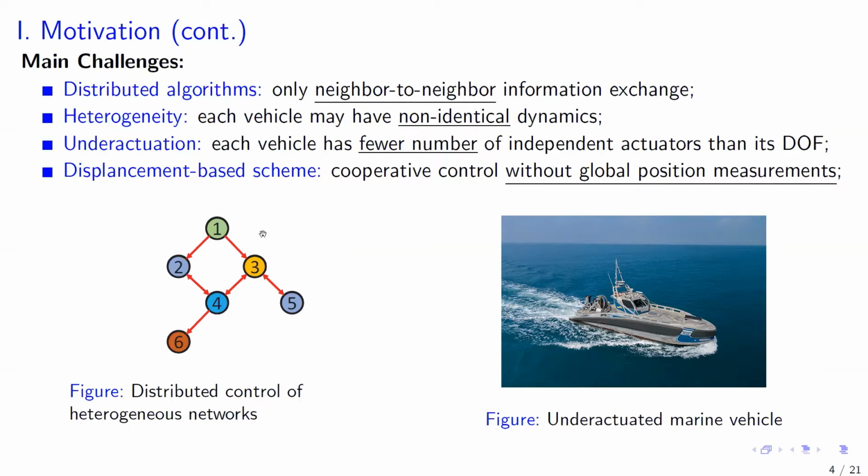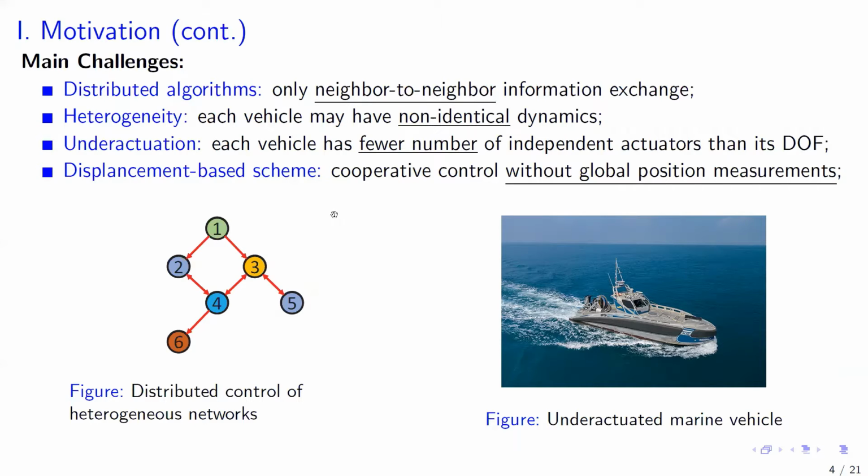The first one is the requirement of distributed control. That is, only neighbor-to-neighbor information exchange is available. Secondly, the vehicles in a network may be described by different models due to the various sizes and structures. Furthermore, almost all vehicles in practice are under-actuated, so the control law with full actuation assumption will be impractical.